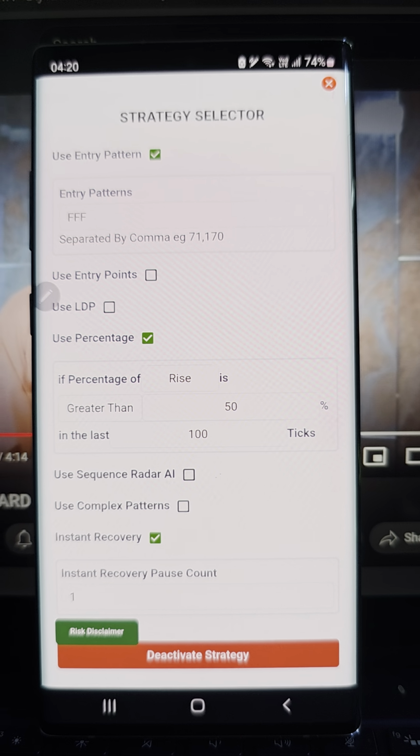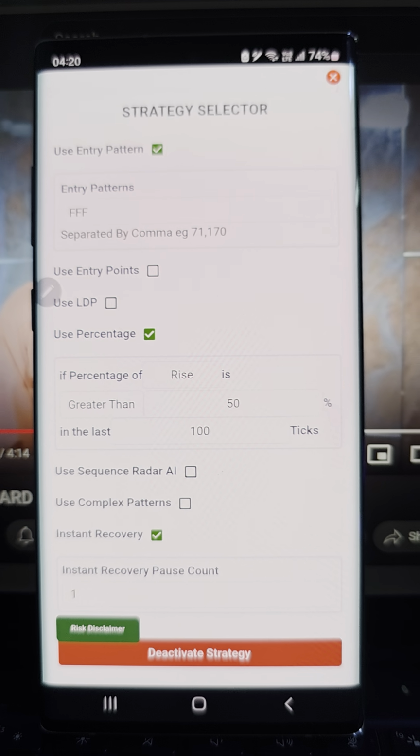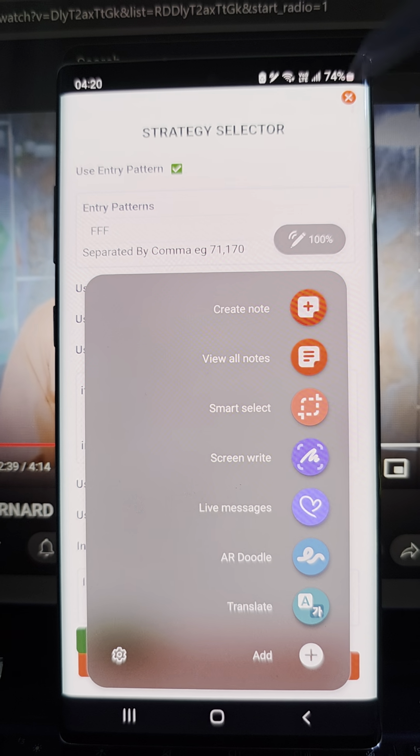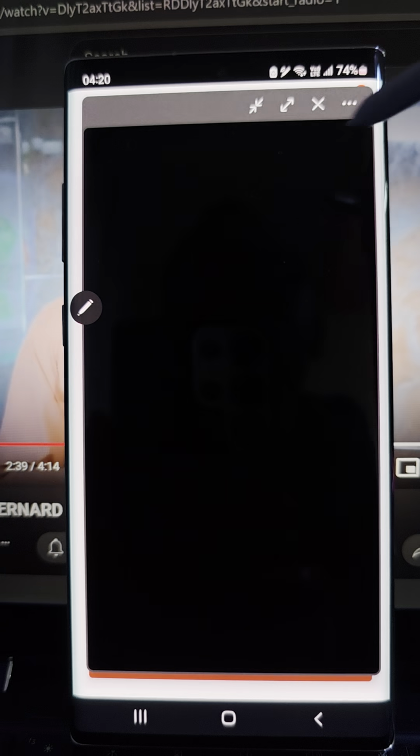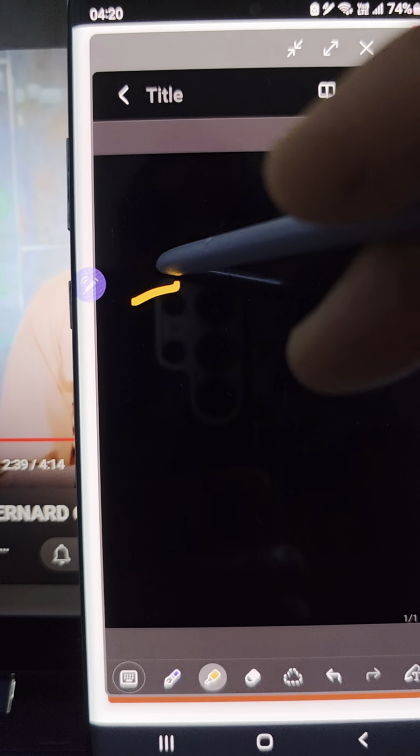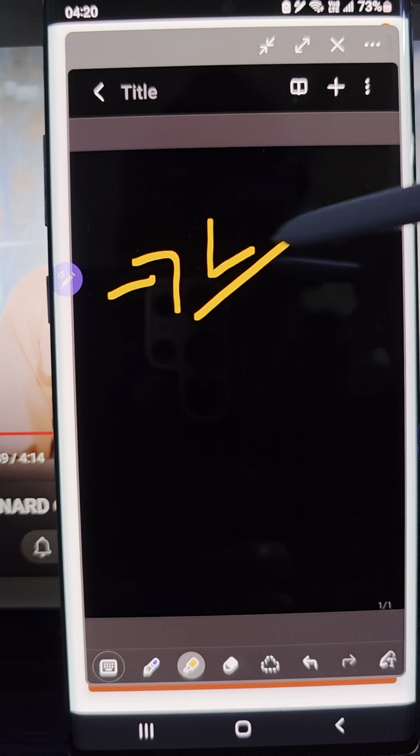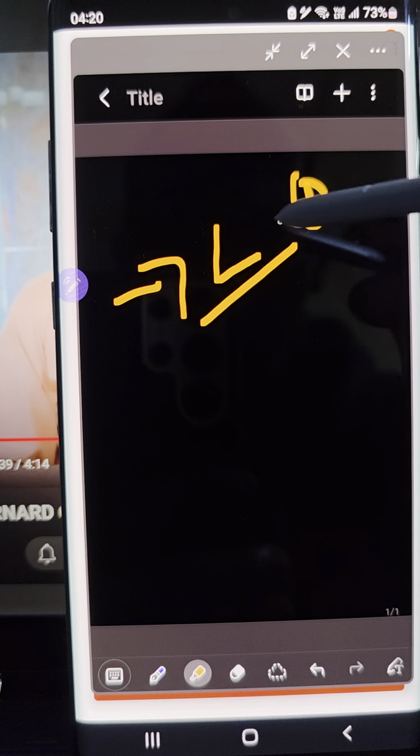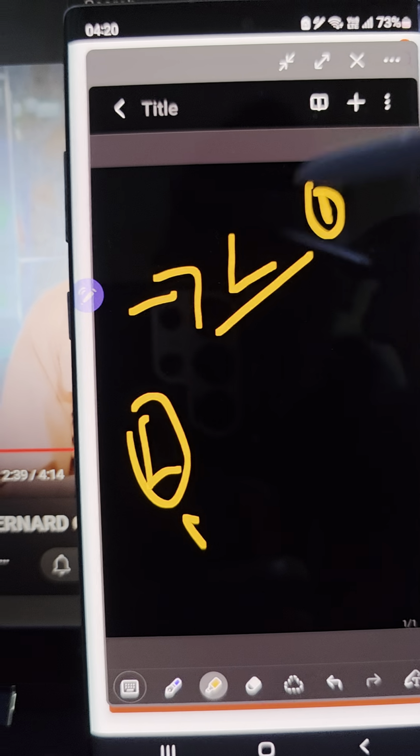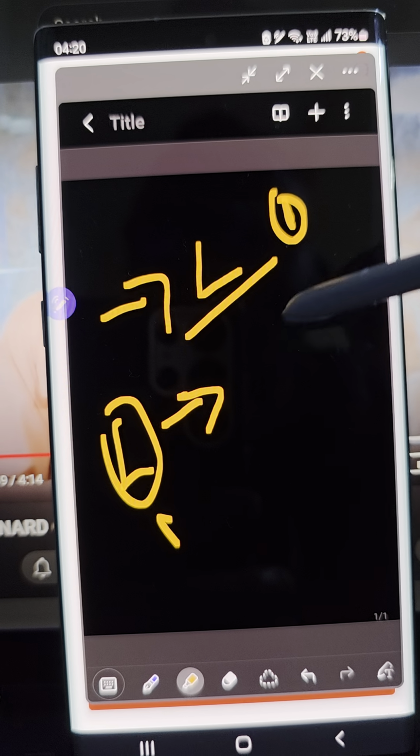If you check here, we also have this option for instant recovery. I have set instant recovery to 1. What this means, if I can explain in more detail, is that the moment we hit a loss, the robot will proceed to make an instant recovery without checking the market condition. For example, we have hit our first loss, that is 1.